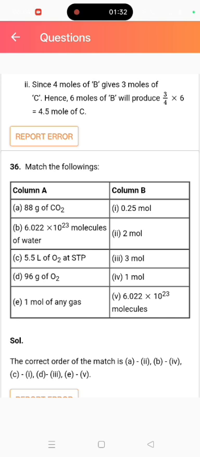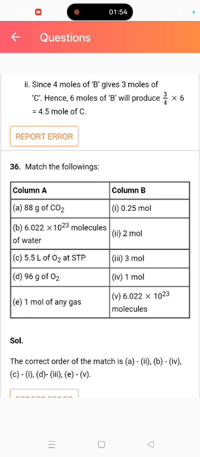88 gram of carbon dioxide. The molar mass of carbon dioxide is 44, so 88 by 44, 2 mole. 6.022 into 10 raised to 23 molecules of water, that is 1 mole. Okay, B4.